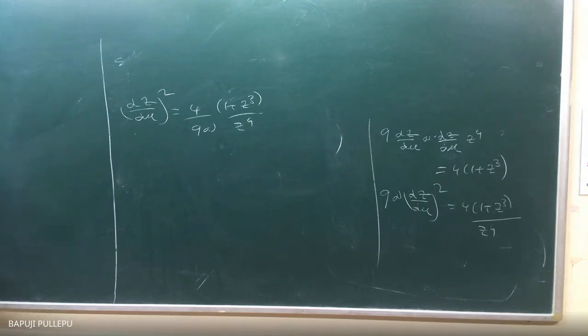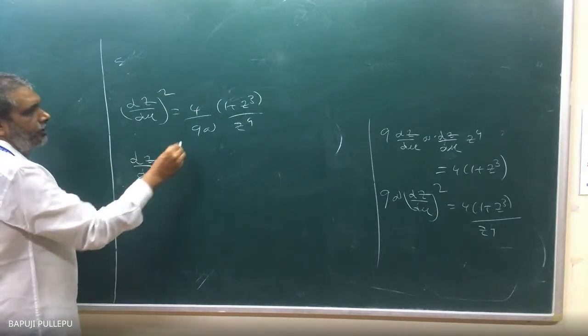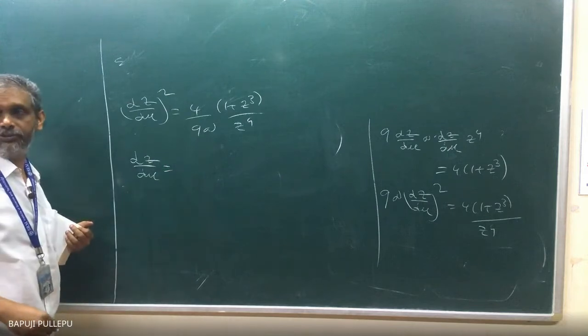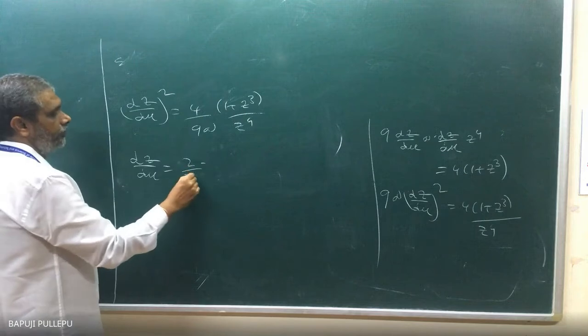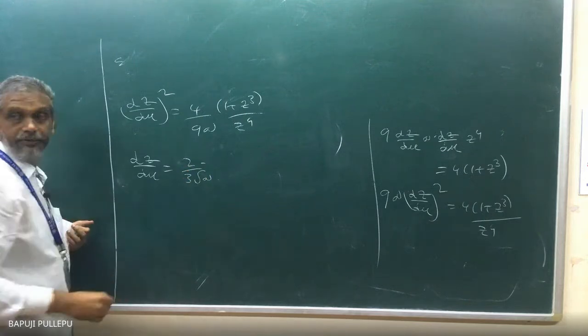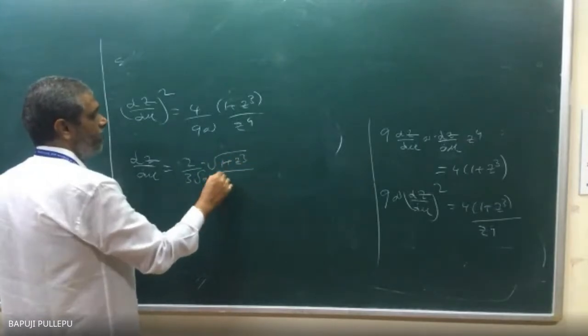I want dz into some function of z, du into some function of u. So for that I want to remove the square also, by raising the power on both sides. So now dz by du is equal to what? 4 by 9 is, sorry, 2 by 3 root a, under root 1 plus z cube by z square.